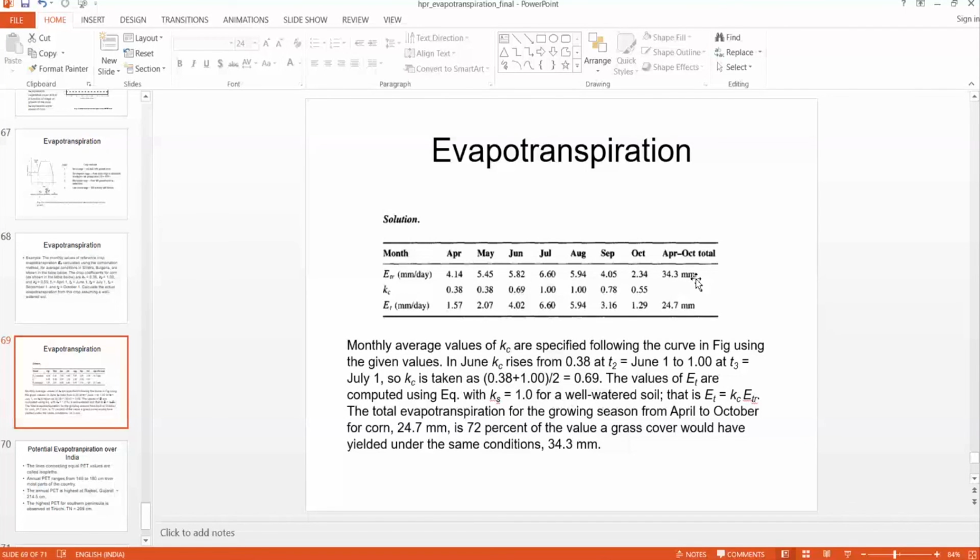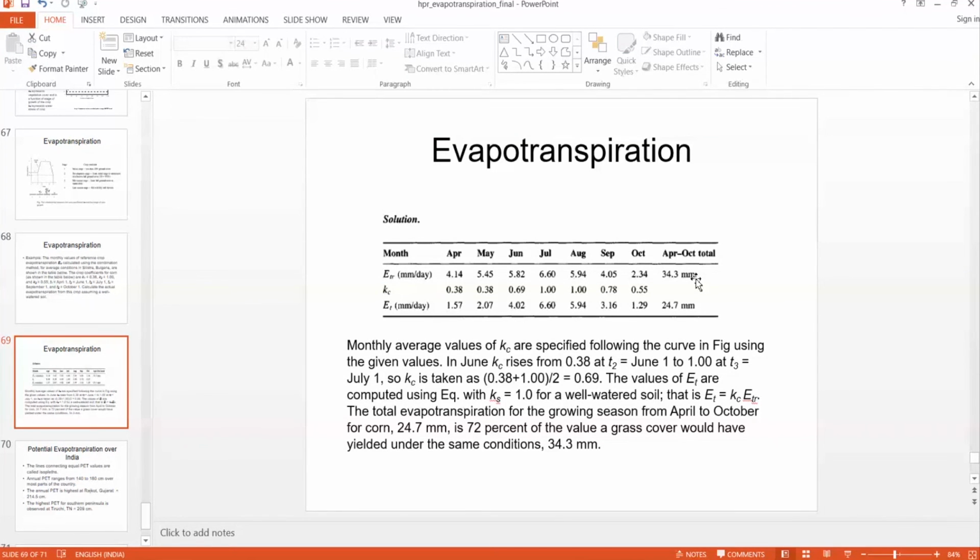So in this class, I taught what is evaporation, factors affecting evaporation, then how to measure evaporation, that is evaporimeters, and how to mathematically estimate evaporation. So we have discussed three methods: energy balance method and aerodynamic method, then combined method. Then we have also discussed how to reduce evaporation from water bodies.